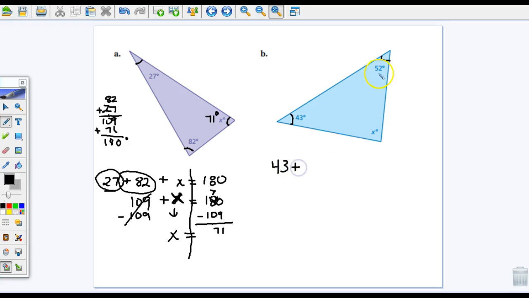And to that, I'm going to add 52. And then I'm going to add X. And what does that equal? Our theorem of angle sum tells me that this is all going to equal 180 degrees. Go ahead and draw a line down here. I want to keep this angled appropriately.